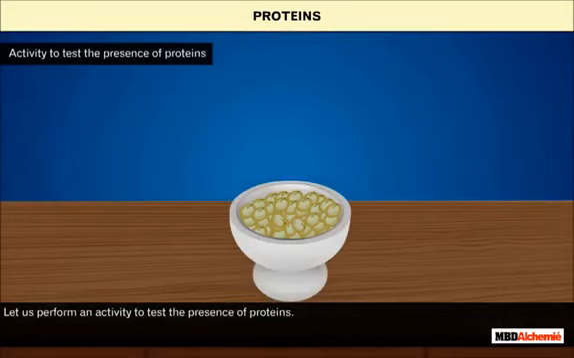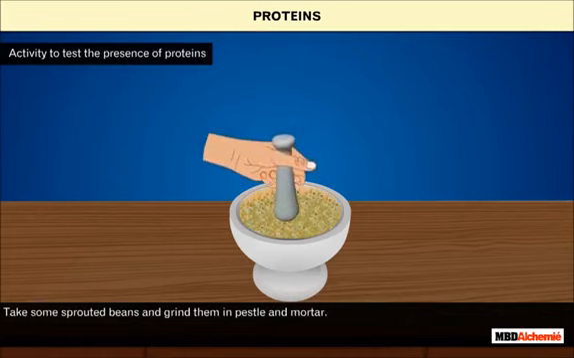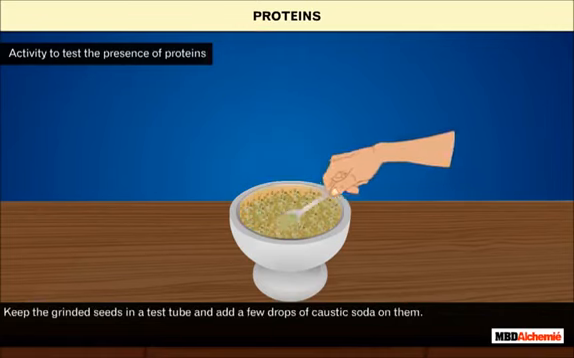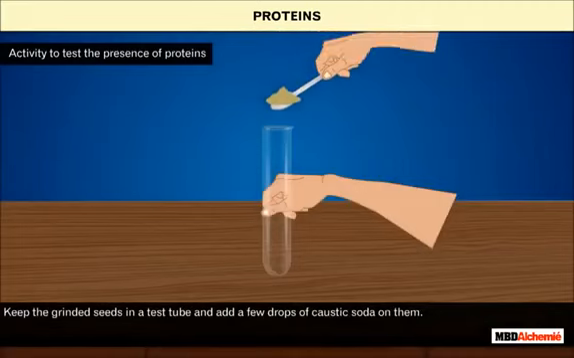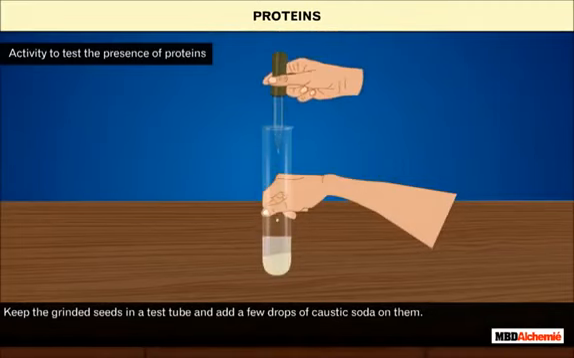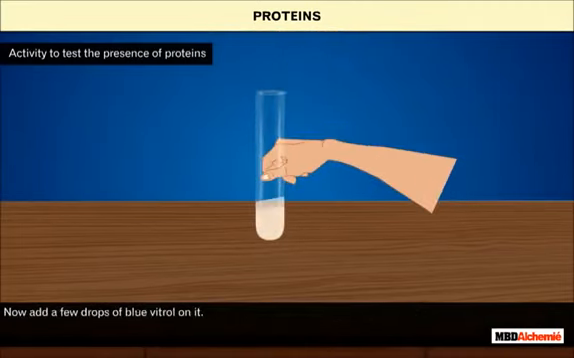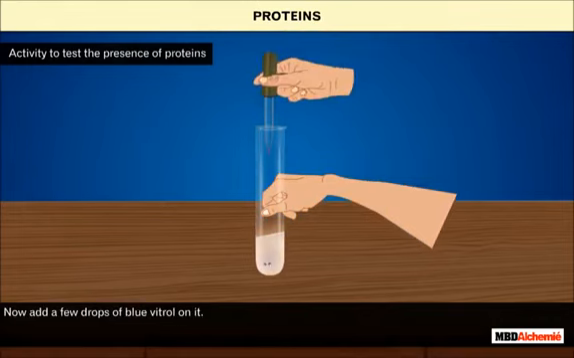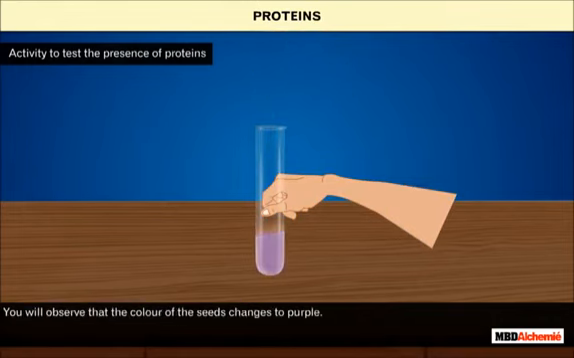Let us perform an activity to test the presence of proteins. Take some sprouted beans and grind them in a pestle and mortar. Keep the ground seeds in a test tube and add a few drops of caustic soda on them. Now add a few drops of blue vitriol on it. You will observe that the color of the seeds changes to purple. This confirms the presence of proteins.